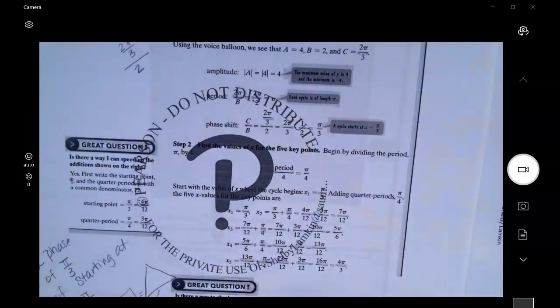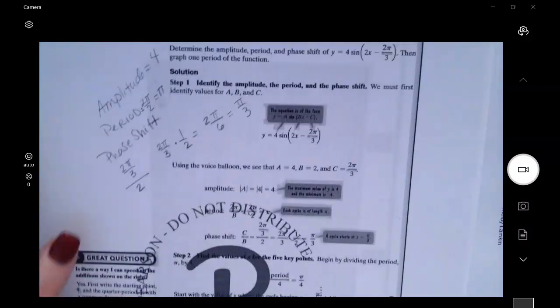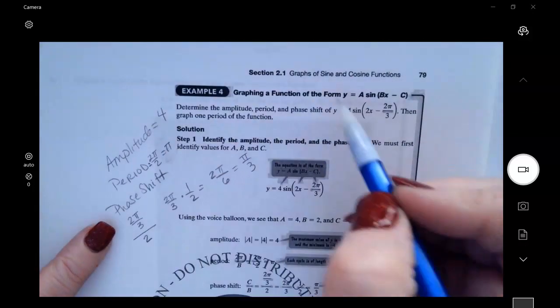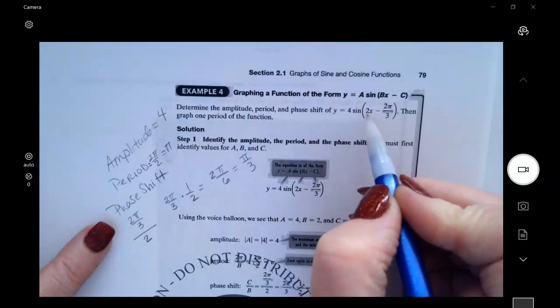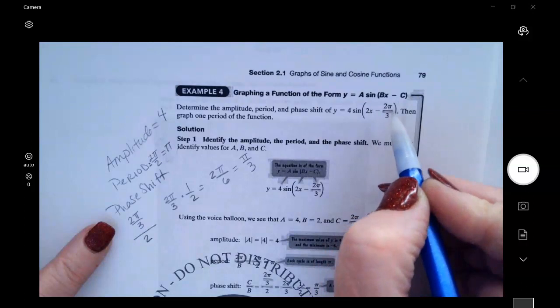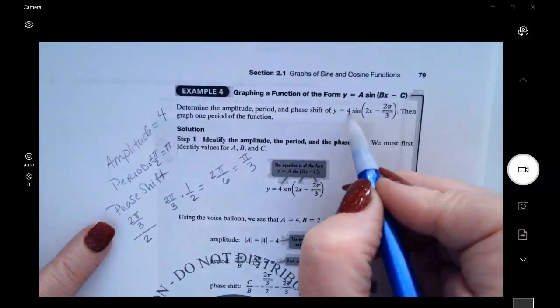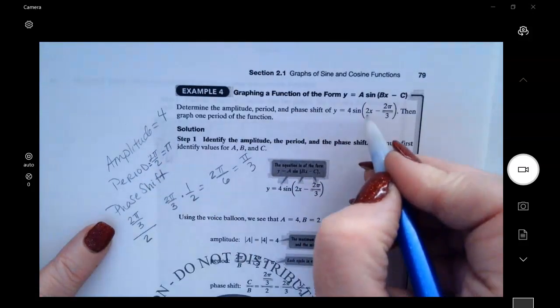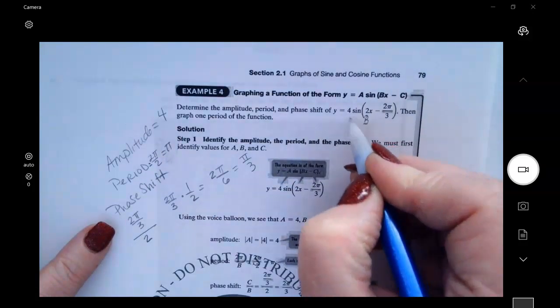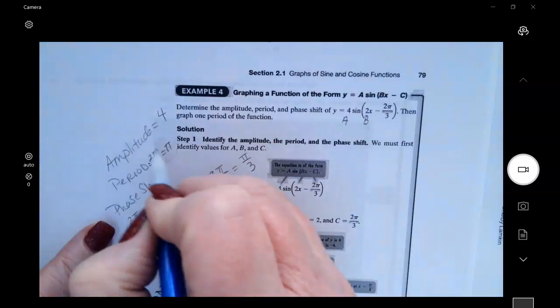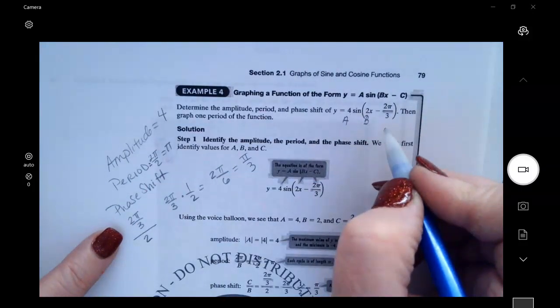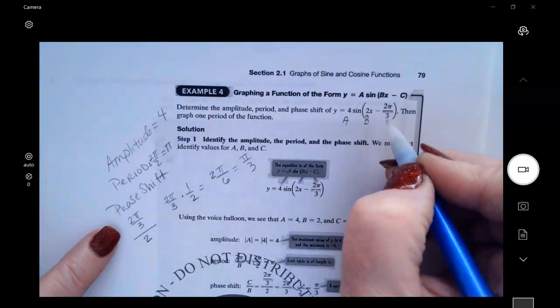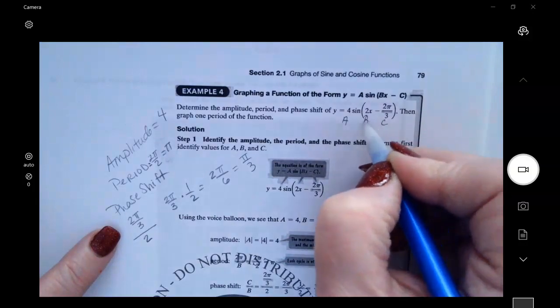So let's look at an example. This is example 4. Y equals 4 sine of 2x minus 2 pi over 3. Well, your amplitude is A. It is 4. Your period is 2 pi over B. There's your B value right there. So that's going to be pi. Your phase shift is going to be C over B.